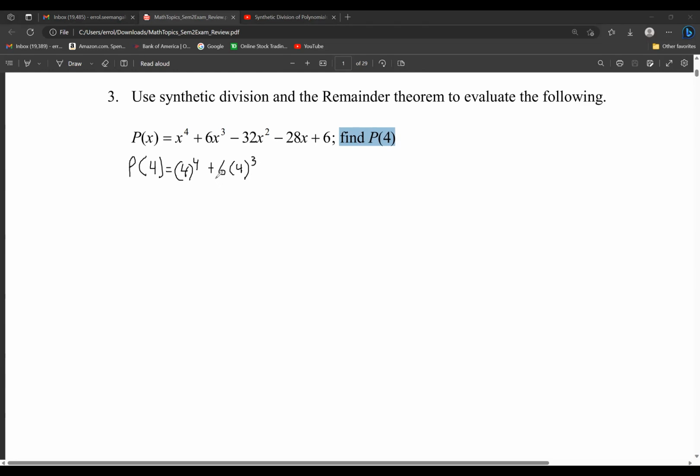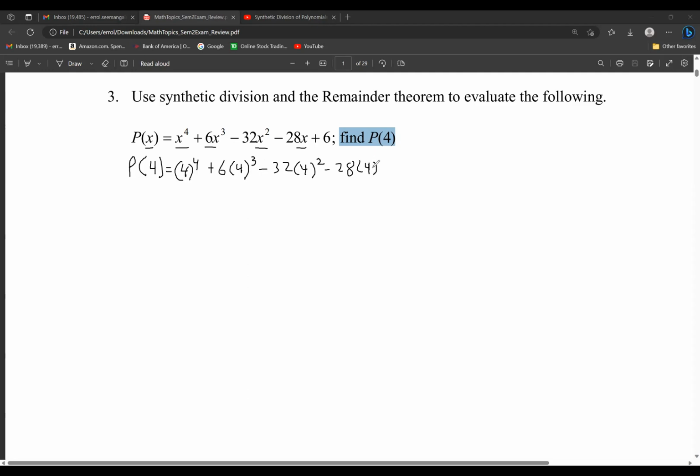Say it again. What do you mean? 4 is the x. Just plug in 4 wherever you see x here. So P of 4 is 4 to the power of 4 plus 6 times 4 to the power of 3 minus 32 times 4 squared minus 28 times 4 plus 6.